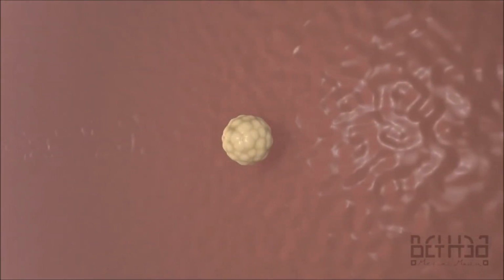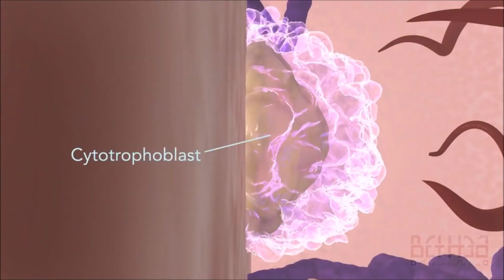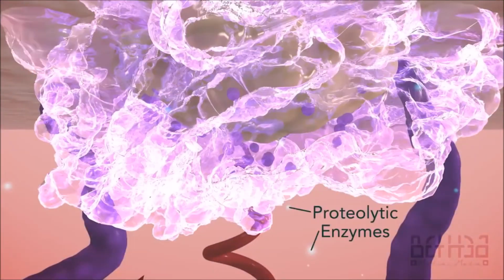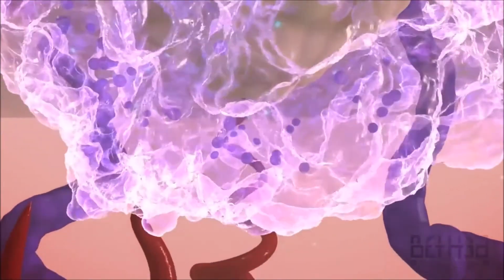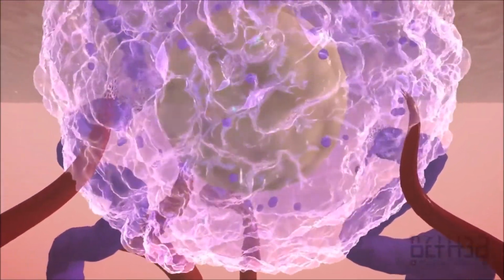Development of the placenta begins during implantation. When the blastocyst adheres to the endometrial epithelium, trophoblast cells differentiate into an inner cytotrophoblast layer and an outer syncytiotrophoblast layer. As the cytotrophoblast proliferates, newly formed cells migrate into the syncytiotrophoblast and lose their cell membranes, forming a rapidly growing multinucleated mass. The cytotrophoblast secretes proteolytic enzymes, and the syncytiotrophoblast sends out finger-like projections, allowing the blastocyst to embed into the endometrium.